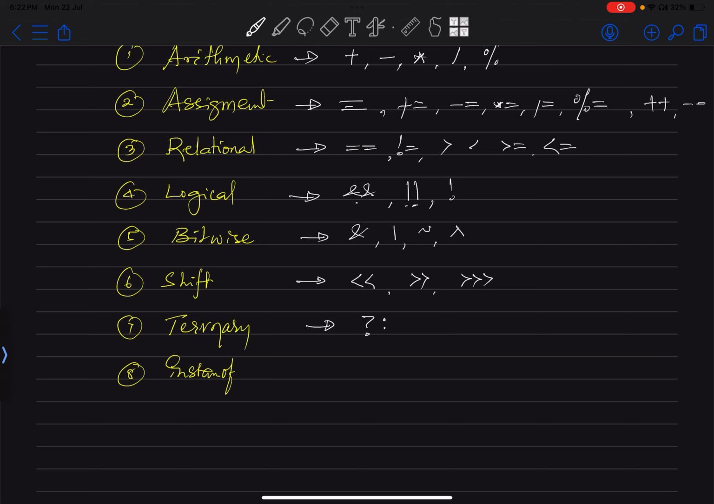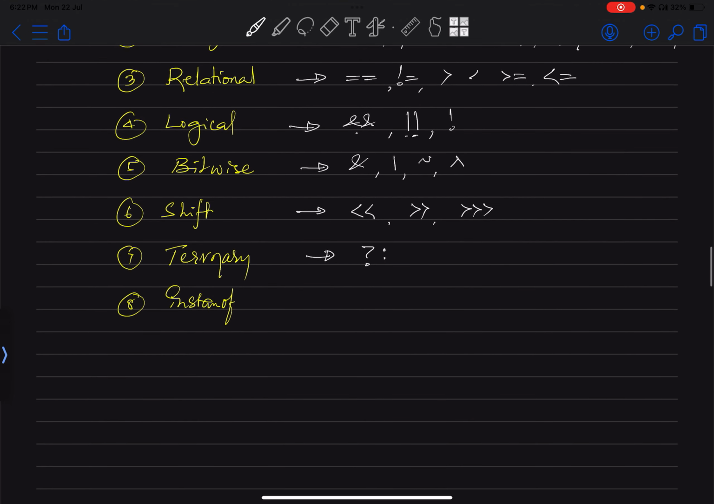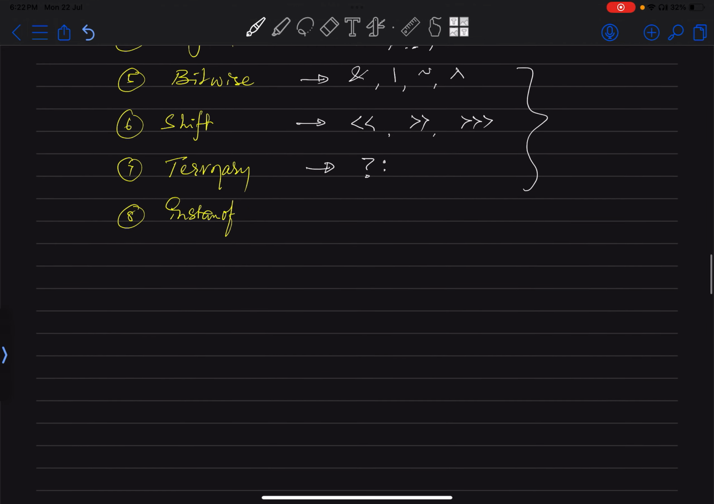Hi, welcome back. We'll quickly look at the other remaining operators, basically bitwise and shift operators and the ternary operator. So basically, a bitwise operator, as the name suggests, performs the operation at the bit level.